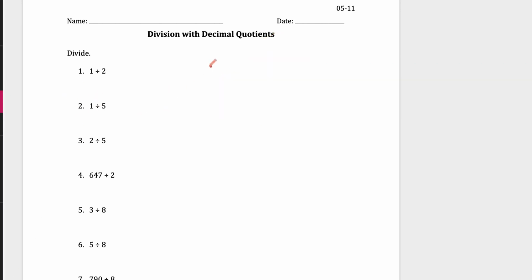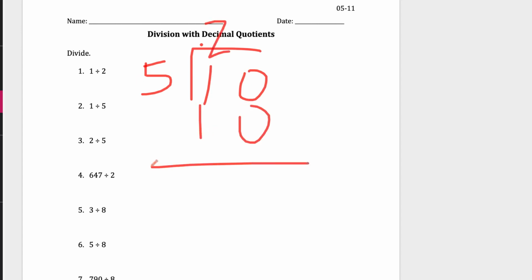Number 2 is the same thing except it's 5. 5 does not go into 1, so you put a decimal point. We add the 0. 5 goes into 10 2 times. So the answer to number 2 is 0.2.